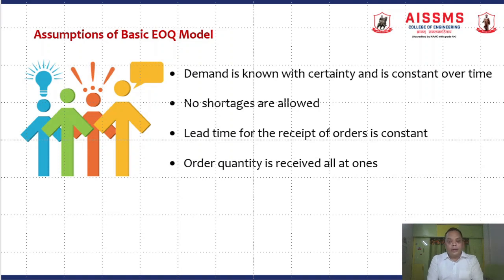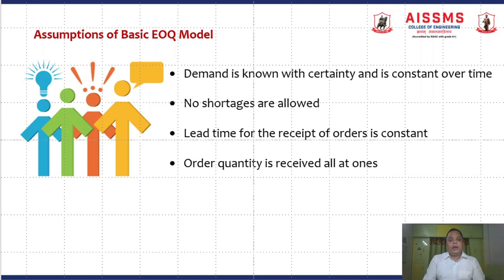Then, order quantity is received all at once. Suppose your order size is 1000 quantities. Then the 1000 quantity will be received at once. It should not happen that you get 800 quantity and after some lead time you get another 200 quantity. So this type of assumption we need to consider under the EOQ model.